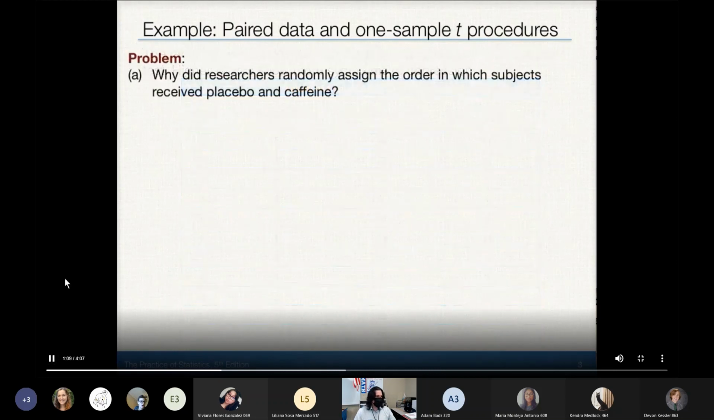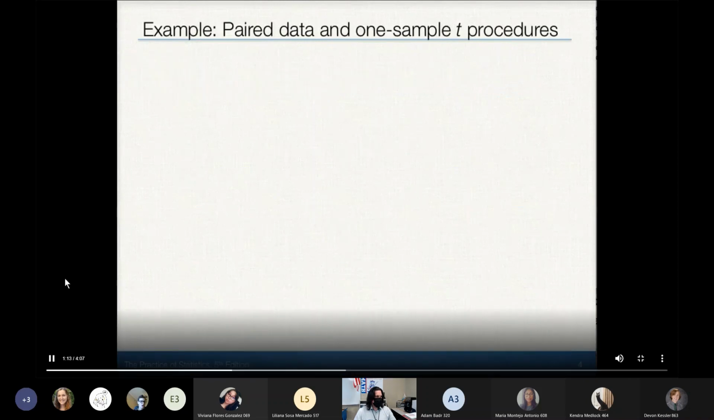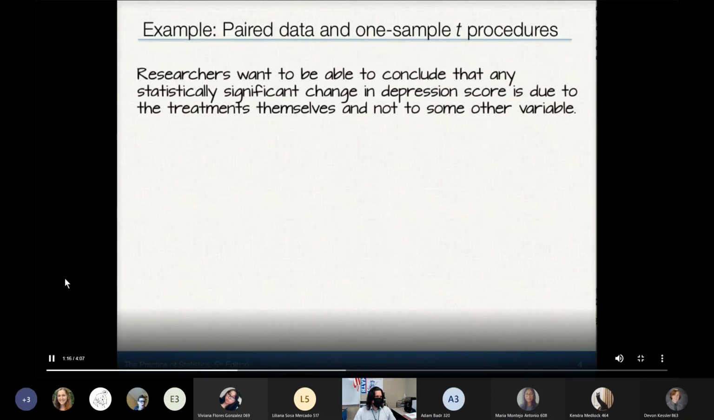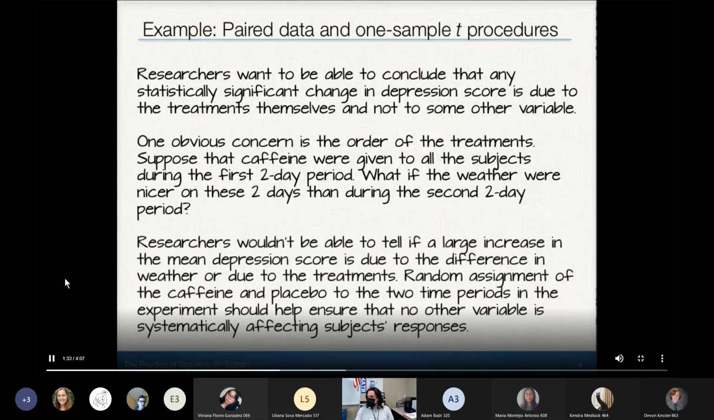Now, why did researchers randomly assign the order in which subjects received the placebo and caffeine? Well, researchers want to be able to conclude that any statistically significant change in depression score is due to the treatments themselves and not to some other variable. One obvious concern is the order of the treatments. Let's suppose caffeine were given to all the subjects during the first 2-day period. What if the weather were nicer on these 2 days than during the second 2-day period? Well, the researchers wouldn't be able to tell if a large increase in the mean depression score is due to the difference in weather or due to the treatments.